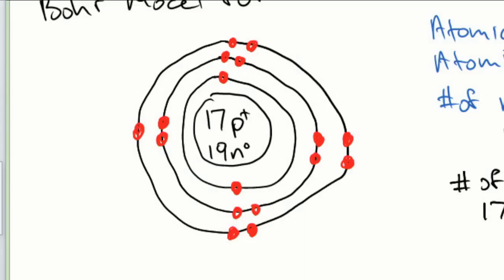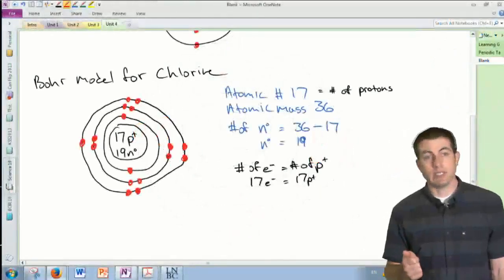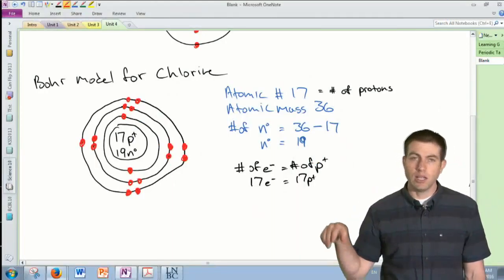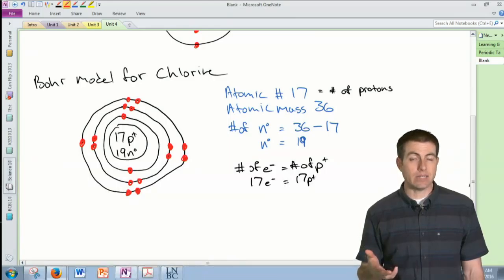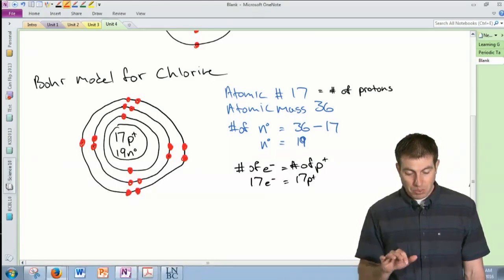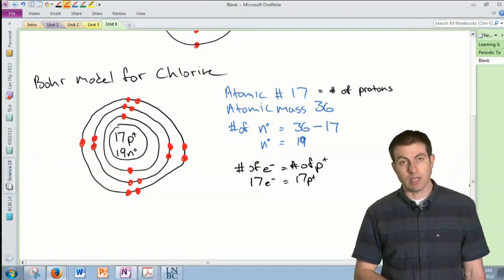All right. So that's it. That's the Bohr model for chlorine. It has 17 protons, it has 19 neutrons, and it has 17 electrons. Remember, 2 in the first shell, we can get 8 in the second shell, and then the third shell will hold a maximum of 8. But we didn't need all of them because we only had 7 in the third shell.